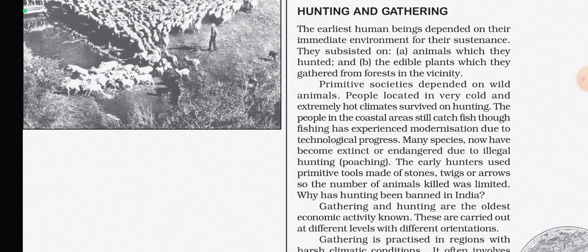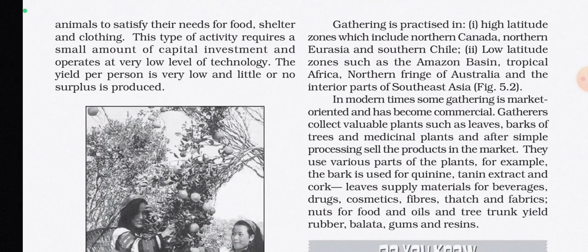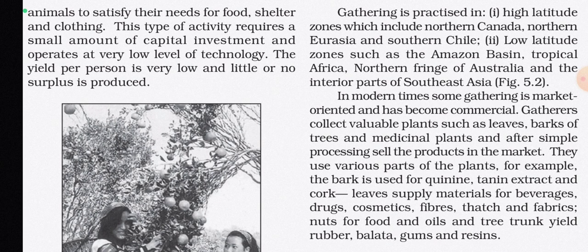Gathering and hunting are the oldest economic activity known. These are carried out at different levels with different orientations. Gathering is practiced in regions with harsh climatic conditions. It often involves primitive societies who extract both plants and animals to satisfy their needs for food, shelter, and clothing. This type of activity requires a small amount of capital investment and operates at a very low level of technology. The yield per person is very low and little or no surplus is produced.